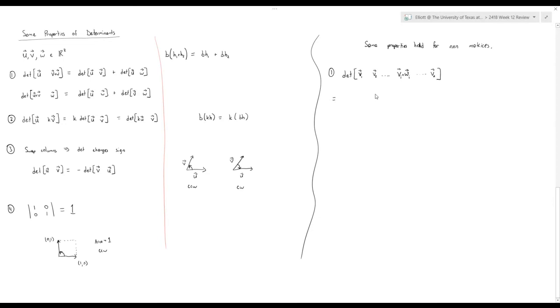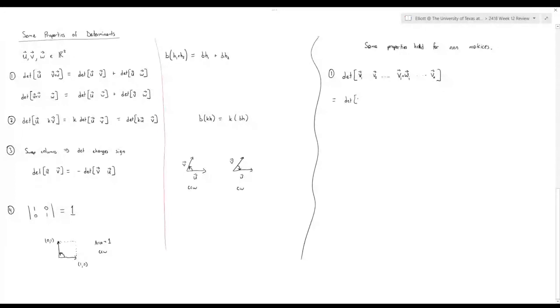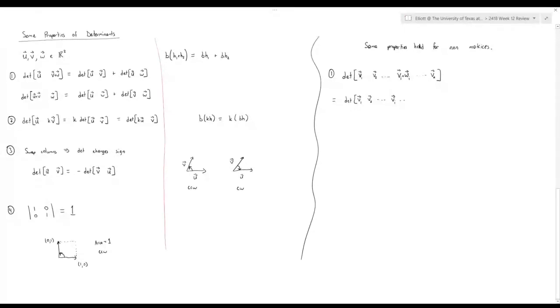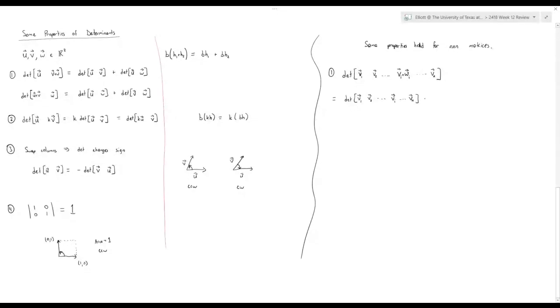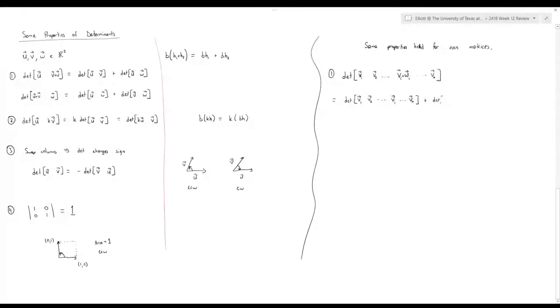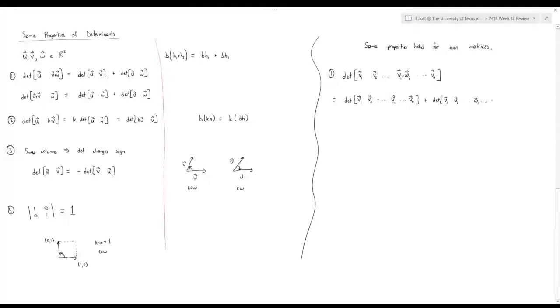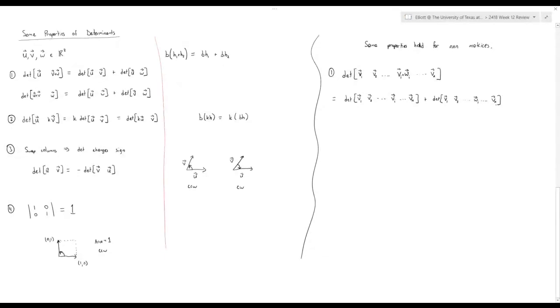So in this case, you can distribute this as well. It'll be equal to the determinant of the matrix with columns v1, ..., vi in the ith column, ..., vn, plus the determinant of the matrix with v1, v2, and so on, but here in the ith column you'll have a wi instead. So this is what that first property would look like for a general n by n matrix.